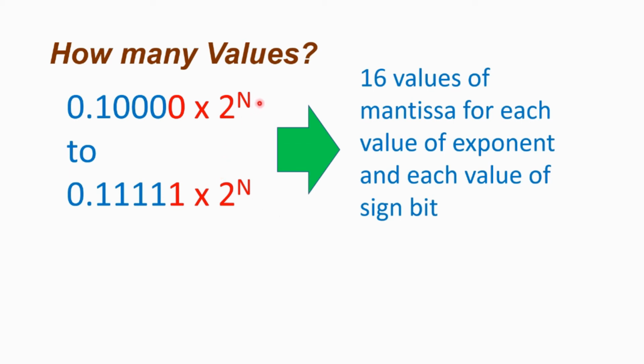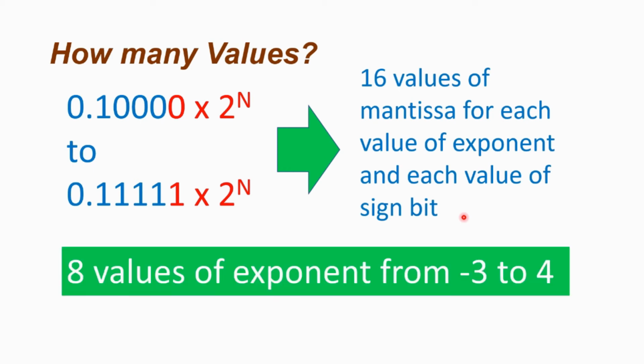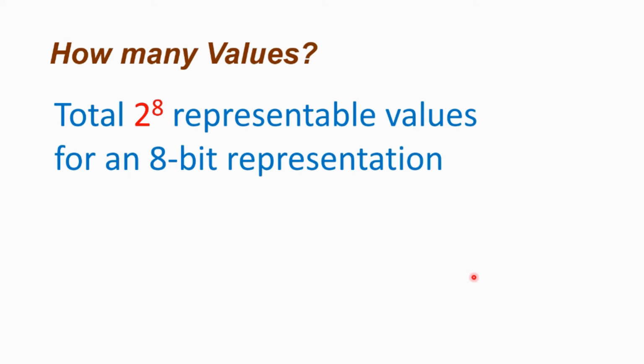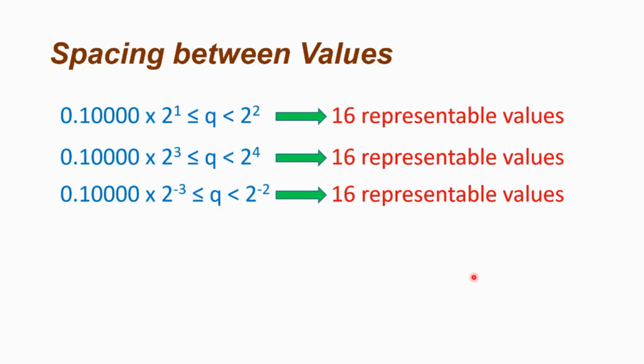So we can see that for a given value of exponent, we can have 16 values for the Mantissa for each value of the exponent and for each value of the sign bit. So 8 values of exponent from -3 to 4. So we get a total of 2 to the power 8 representable values for an 8-bit representation, which makes sense because there are 2 to the power 8 possible combinations and permutations of the binary values for 8 bits.